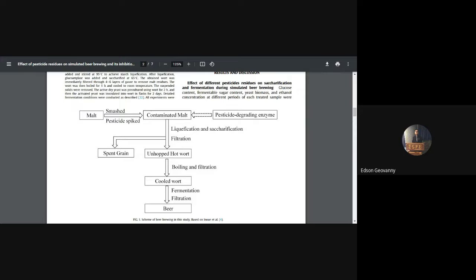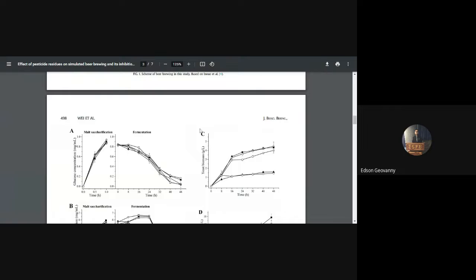10 grams of malt were crushed with a pesticide solution, then mixed with 40 milliliters of deionized water. The final concentration of triadimefon, carbendazim and carbonyl was 15, 25 and 2 milligrams per milliliter respectively. The addition of pesticide was carried out as a control. The thermostable amylase was added and stirred at 95 degrees centigrade to achieve the liquefaction of the starch. After this, glucoamylase was added at 65 degrees centigrade.